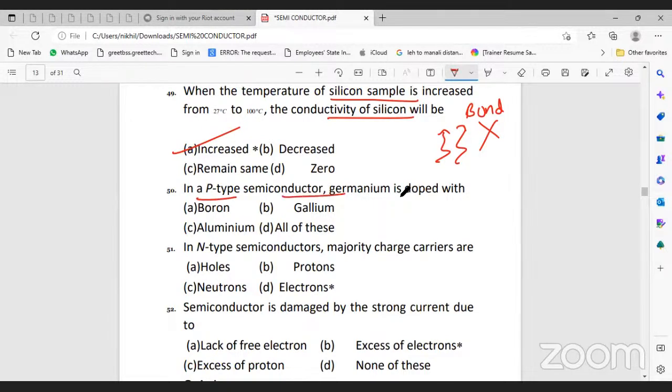In a p-type semiconductor, germanium is doped with what? P-type semiconductor means it should be a trivalent: boron, aluminum, gallium. All three impurities are possible because boron, gallium, and aluminum are trivalent, as they contain only 3 electrons in the outermost orbit. So it gives the p-type semiconductor. In an n-type semiconductor, which are the majority charge carriers? Electrons, no?